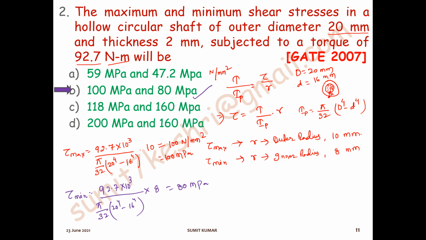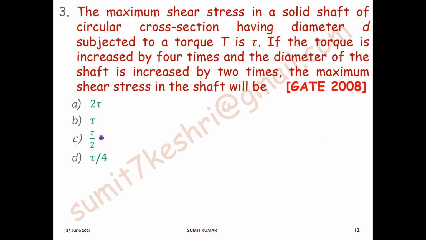Okay, this was a very simple question, and it was asked in GATE 2007. So now let's see question number 3. What is question number 3 saying? The maximum shear stress in a solid shaft of circular cross section having diameter d and torque T is tau. Now if the torque is increased by 4 times and the diameter of the shaft is increased by 2 times, what will be the maximum stress in the shaft?